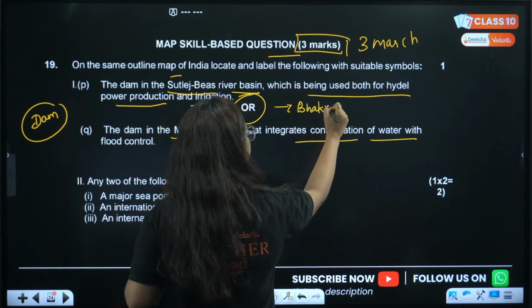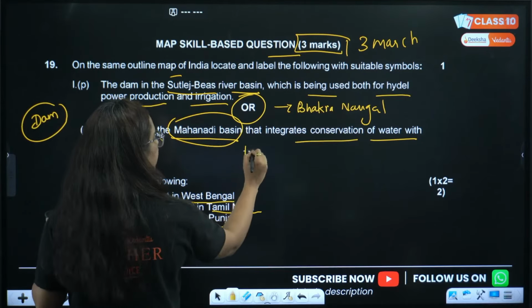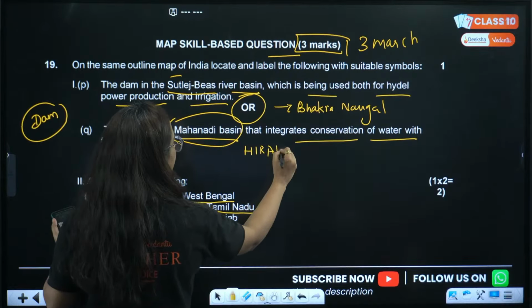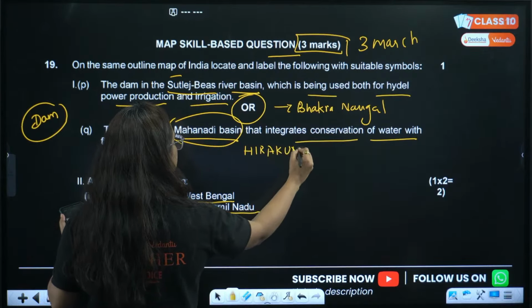Then we have Mahanadi. On the Mahanadi river, the dam is Hirakud Dam. Very good to the students who wrote the correct answer, that is Vaishnavi here. Very good, Vaishnavi. Now tell me a major seaport in West Bengal. The major seaport in West Bengal is Haldia Seaport.